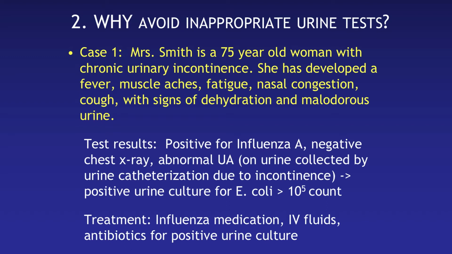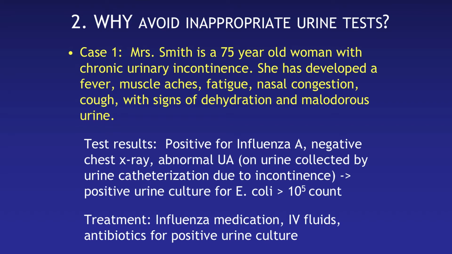So, why avoid inappropriate urine tests? Let's do this with a case. For case 1, Mrs. Smith is a 75-year-old woman with chronic urinary incontinence. She has developed a fever, muscle aches, fatigue, nasal congestion, cough, with signs of dehydration and malodorous urine. She has some tests sent, and her test results are positive for influenza A. She has a negative chest x-ray.